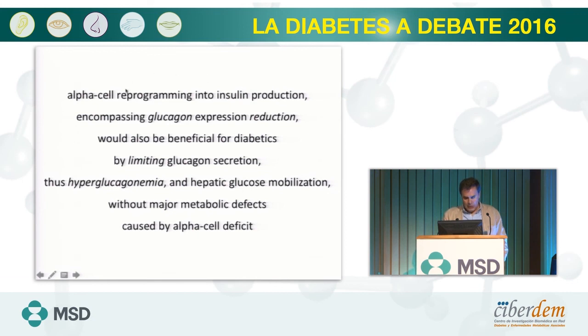So this is interesting also from a therapeutic perspective because reprogramming alpha cells into insulin production will necessarily encompass a reduction of glucagon expression, and this will be beneficial for diabetes because it will limit hyperglucagonemia and the hepatic glucose mobilization, without any major metabolic effect due to this relative loss of alpha cells.